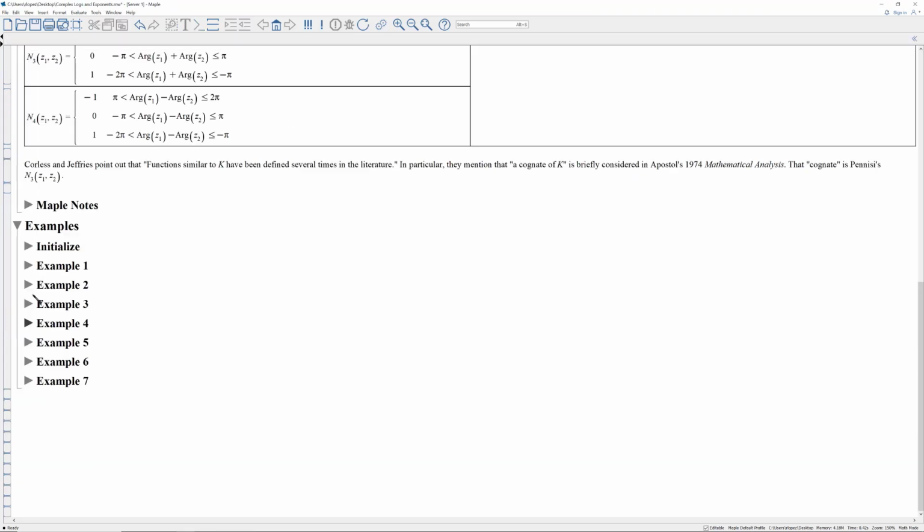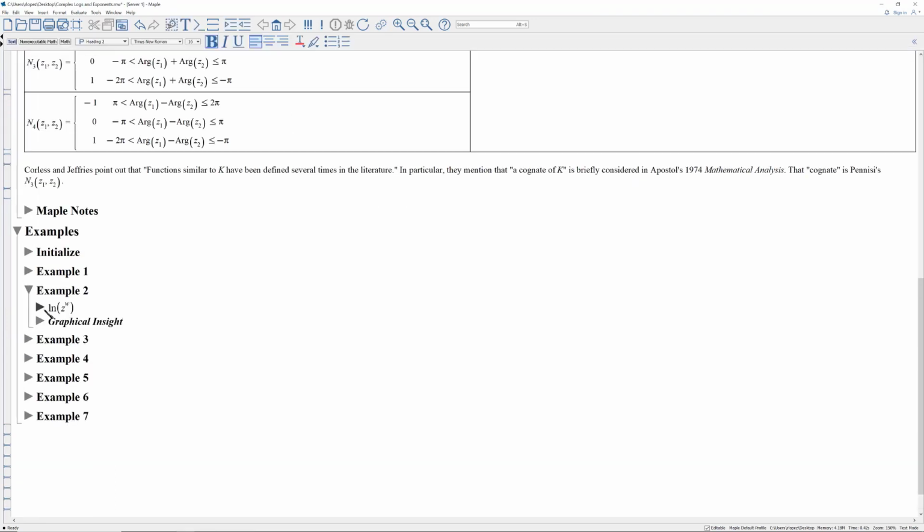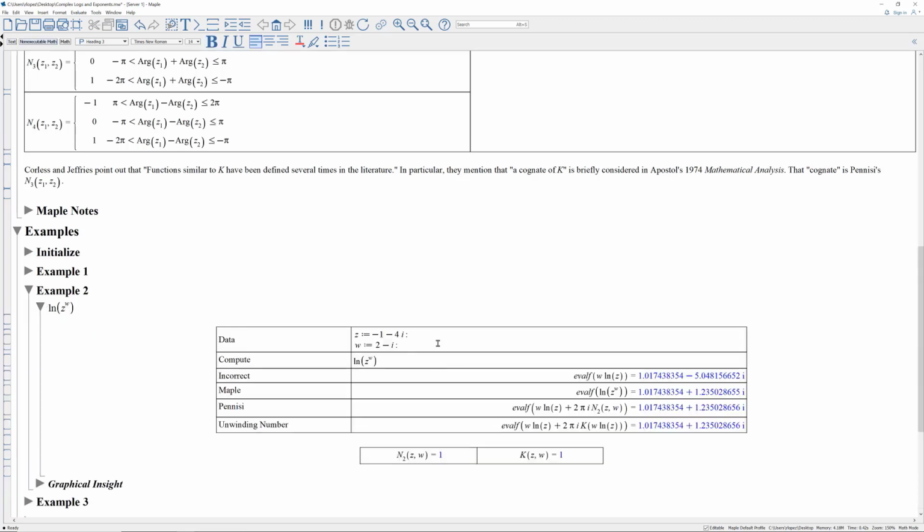Well, for a second example, we're looking at log of z to the w. So I need a z and I need a w. And I'm looking at log of z to the w. Well, I went to floating point numbers because the exact quantities are kind of difficult to spot what's really happening. So I floated w log z. And that's the incorrect answer. And you can see here what you would get.